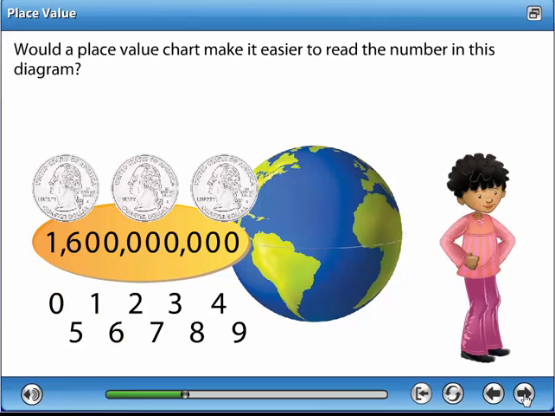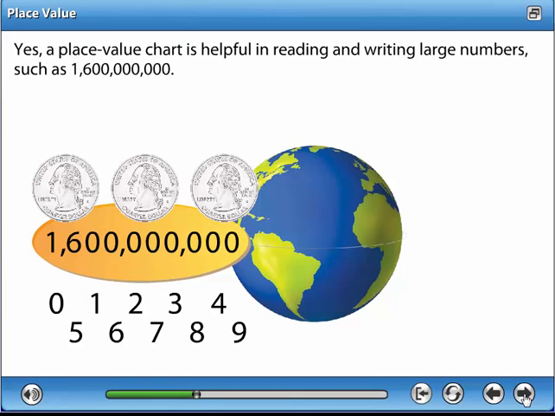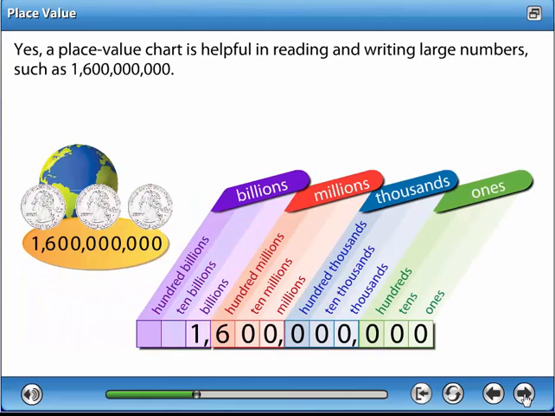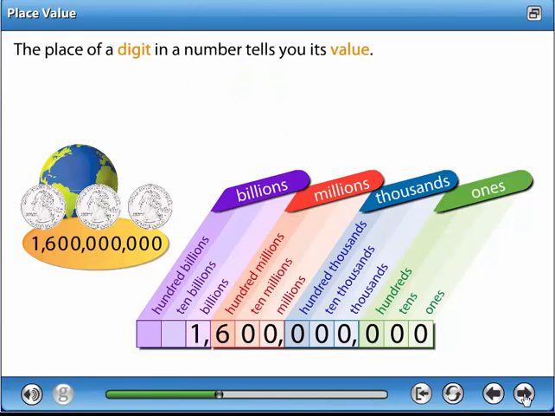Would a place value chart make it easier to read the number in this diagram? Yes, a place value chart is helpful in reading and writing large numbers such as 1,600,000,000. What tells you the value of each digit? The place of a digit in a number tells you its value.